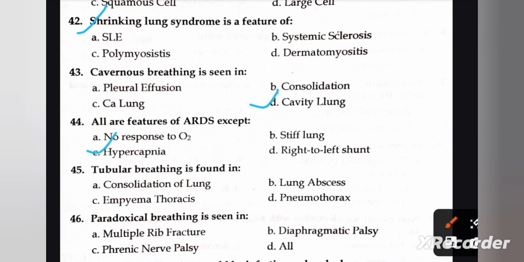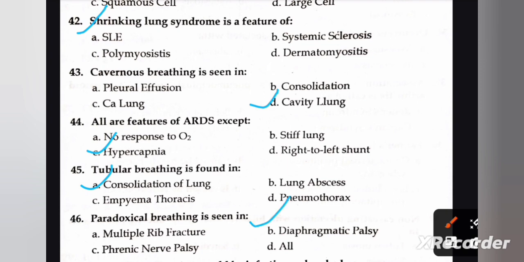Hypercapnia. Next question is, tubular breathing is found in A. Consolidation of lung, B. Lung abscess, C. Emphysema thoracic, and D. Pneumothorax. The right option is A. Consolidation of lung. Next question is, paradoxical breathing is seen in A. Multiple rib fracture, B. Diaphragmatic palsy, C. Phrenic nerve palsy, and D. All. The right option is B.